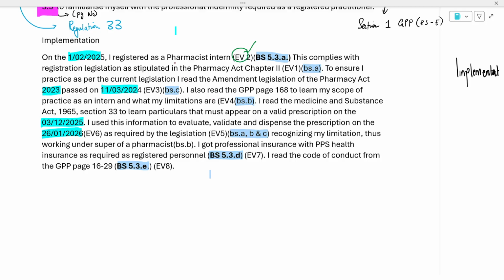Okay. You are a registered pharmacist. We understand all of these things. You practice according to this, your limitations. You read, okay. You use the information to evaluate. So here it looks like your evidence that we want to see is this part. You're stating that you used it to evaluate. How? How did you do this? What did you check? You validated it. What does this mean? When was this prescription presented?